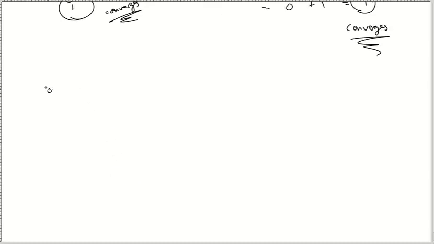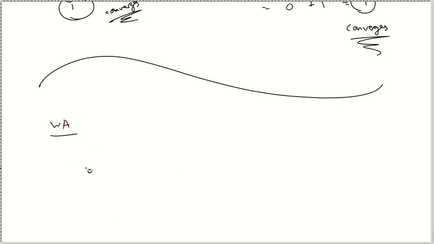Let me show you what WebAssign does, and what they're doing. Okay, so this is WebAssign for a second here. The integral from 0 to 1 of 36x over x cubed plus 1 dx, plus the integral from 1 to infinity of 36x over x cubed plus 1 dx.